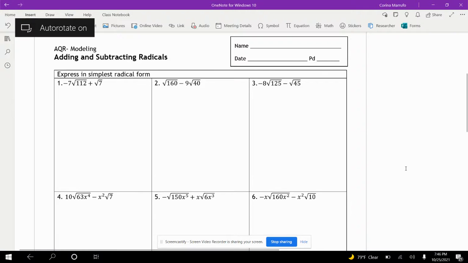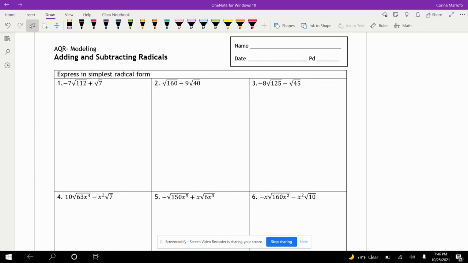Alright guys, so now we're going to be adding and subtracting radicals. In order for us to add and subtract radicals, the radicals have to be exactly the same. If you can see here, the square root of 112 and the square root of 7 are not the same numbers, so we need to make them the same. We're going to see if we can simplify the square root of 112.